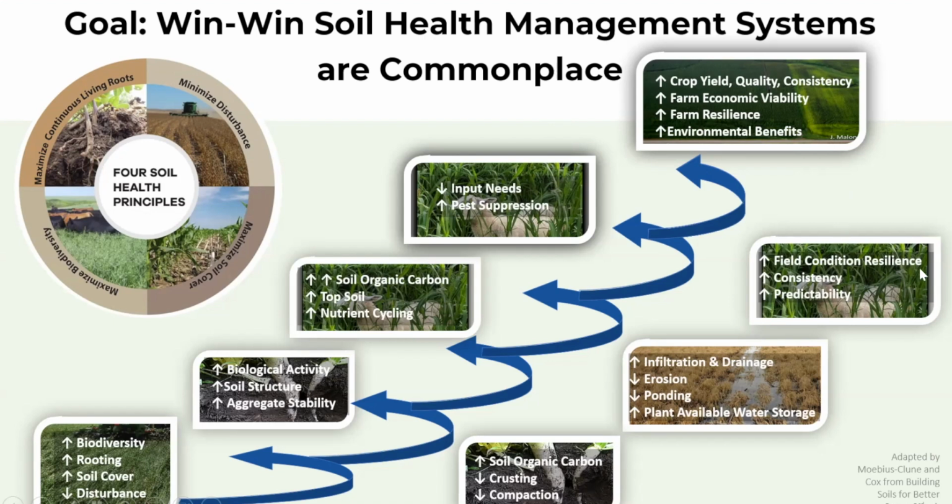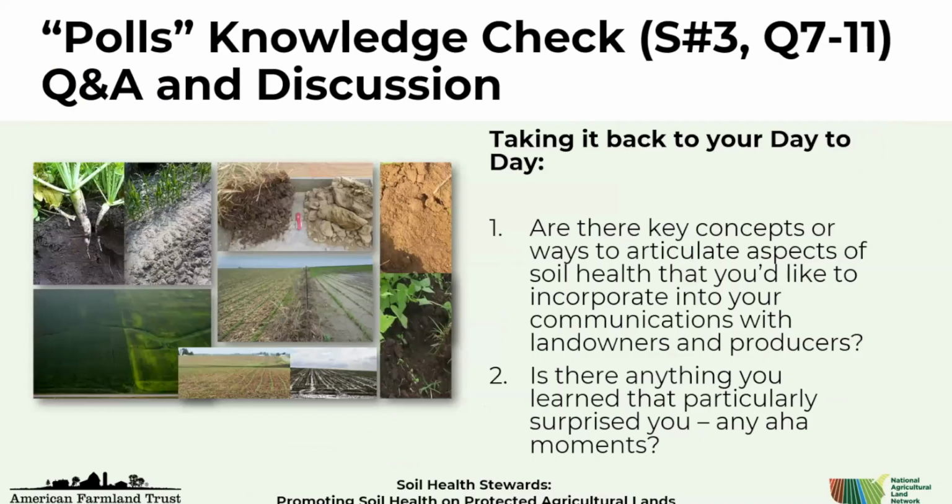We can improve the resilience of field conditions and therefore the consistency and predictability of crops. And so with really well adapted systems, we can increase crop yield, quality, and consistency. We can increase farm economic viability and resilience and a host of environmental benefits. So really exciting opportunities, but there's a lot of work to be done, and we need to work across all of our organizations to help our farmers adopt these practices.